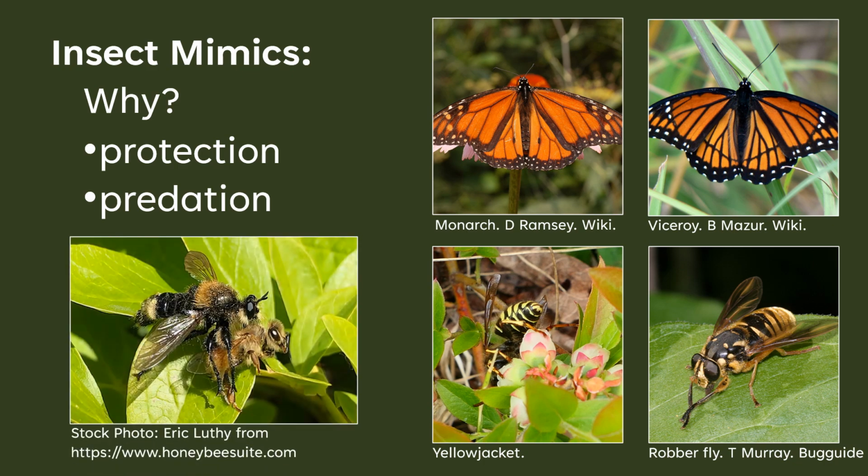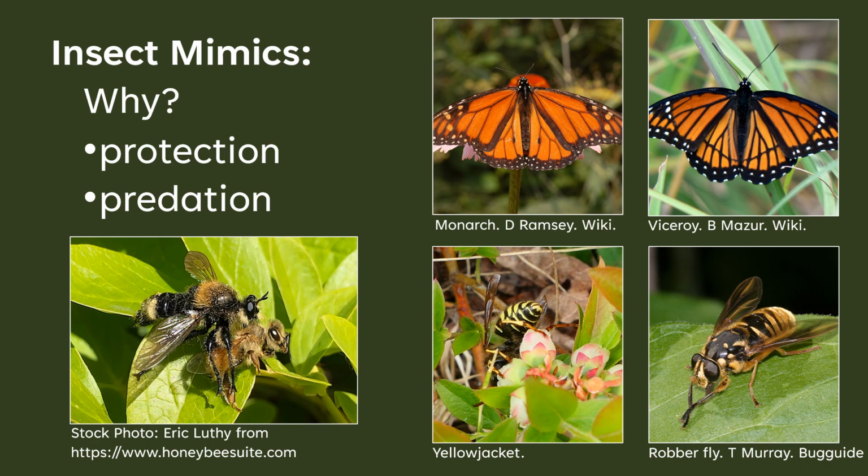Another example might be, and perhaps this is less common, in this case, a robber fly that mimics a bee so it can get close to other bees for predation purposes. So it's feeding on other bees. The robber fly will capture and inject enzymes into this bee in this case, and then suck out that fluid. So protection seems to be the majority of the reason.